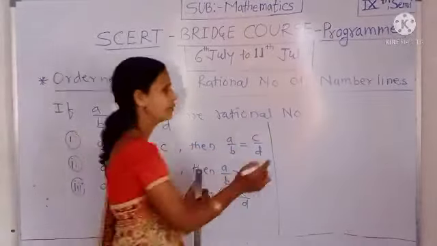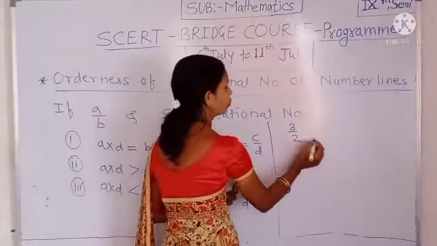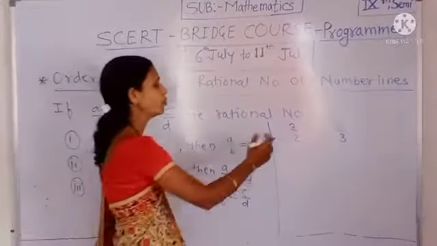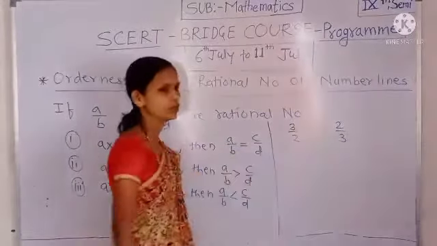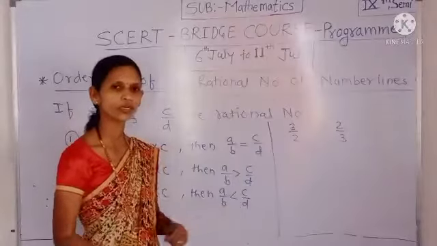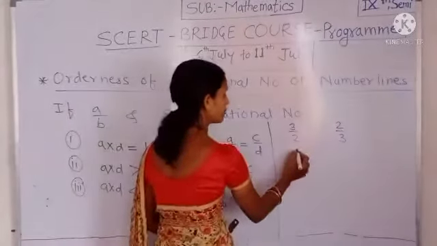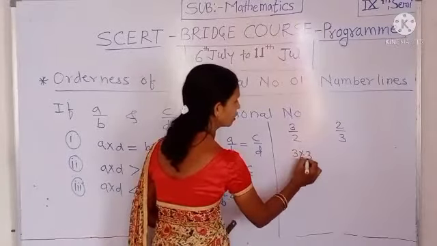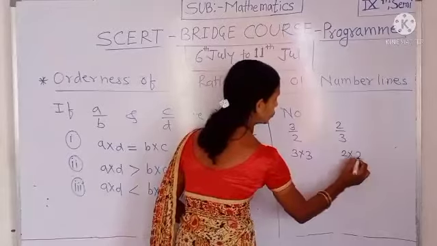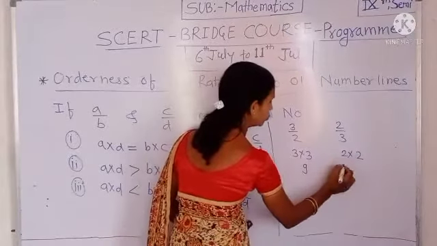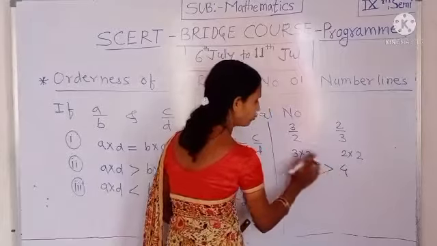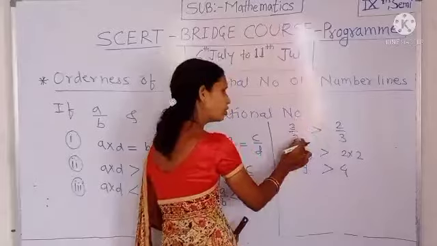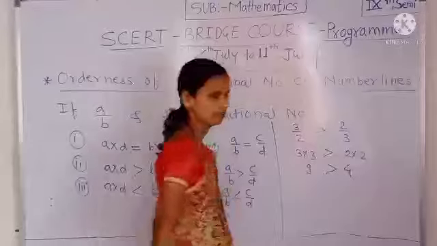Then we will find a few examples which determine the order between given rational numbers. If 3 upon 2 and 2 upon 3 are given, we have to find the order between those numbers, that means which is bigger and which is smaller. We do the cross multiplication: 3 into 3 is 9, and 2 into 2 is 4. Here 9 is greater than 4, therefore 3 upon 2 is greater than 2 upon 3.